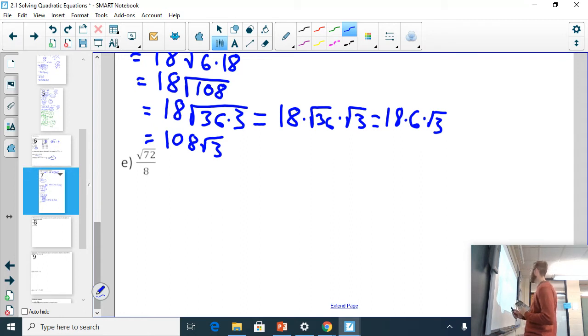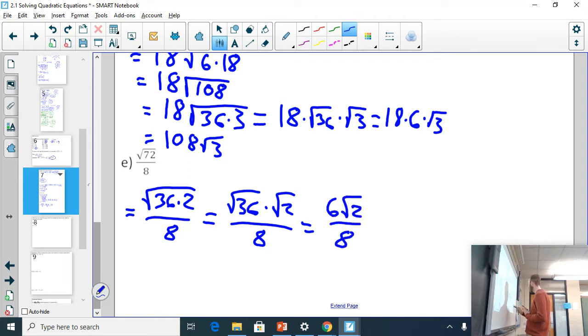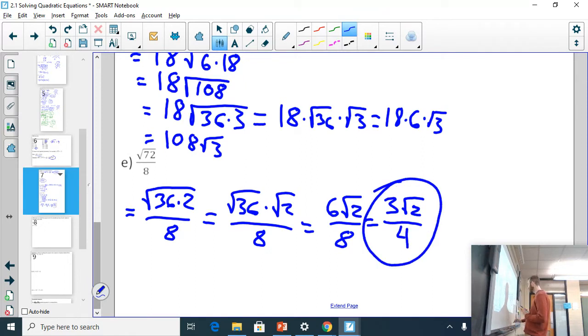And so now we have the square root of 72 all over 8. We did the square root of 72 earlier, right? The square root of 72 is the square root of 36 times 2, which is the square root of 36 times the square root of 2, which equals 6 square roots of 2 over 8. And then we can simplify 6 and 8, right? We can divide both of those by 2. So that'll be 3 square root of 2 all over 4. And that would be our simplest radical form.